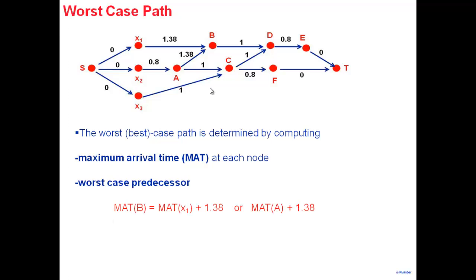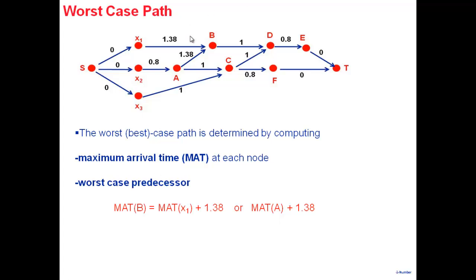All right, so MAT B, for example, the maximum arrival time at B, would be the maximum arrival time at X1 plus 1.38, the edge here, or the maximum arrival time at A plus 1.38. These are the possibilities for the maximum arrival time at B. So to compute the maximum arrival time at B, I need to know the maximum arrival time at X1, or I need to know the maximum arrival time at A. So what you see here is that you have to compute the maximum arrival times in a particular sequence.